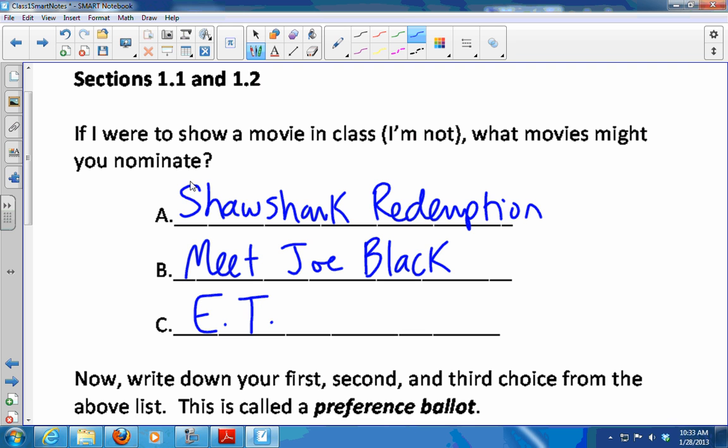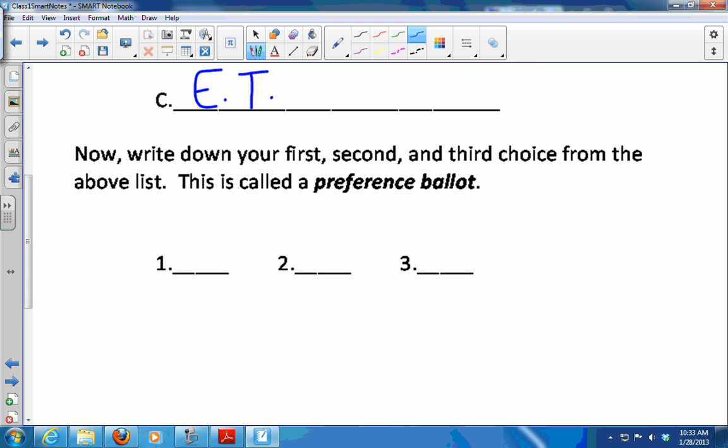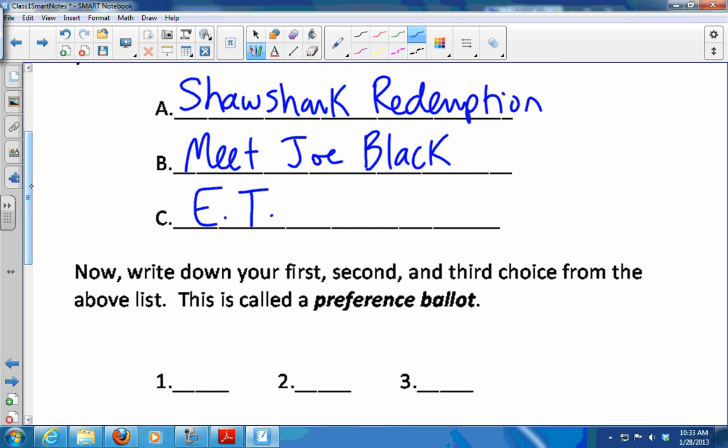Great. Okay. So now each of you individually are going to cast something called a preference ballot. You're going to write down your first, second, and third choice from the choices given. So just put your choices down from first to last. I'll put mine down. All right, everybody have your choice recorded? Okay.